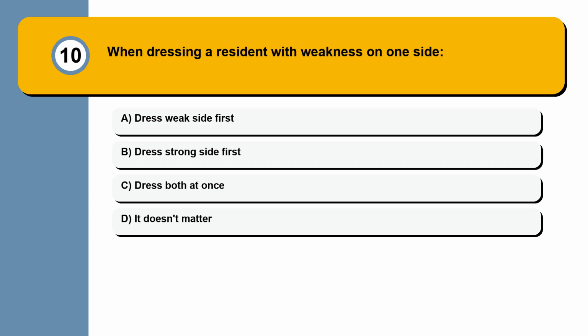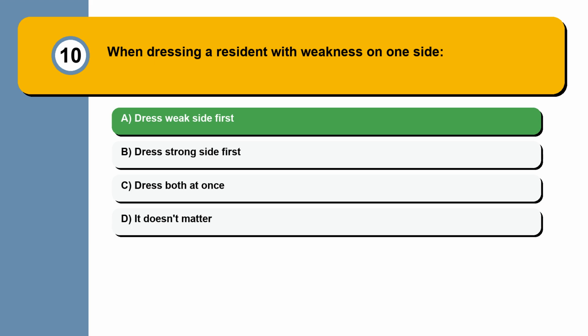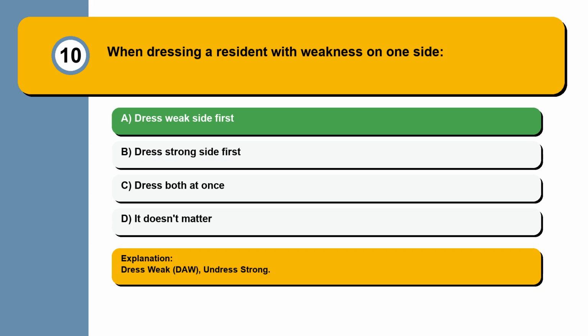Question 10. When dressing a resident with weakness on one side: dress weak side first, dress strong side first, dress both at once, it doesn't matter. Dress weak, undress strong.